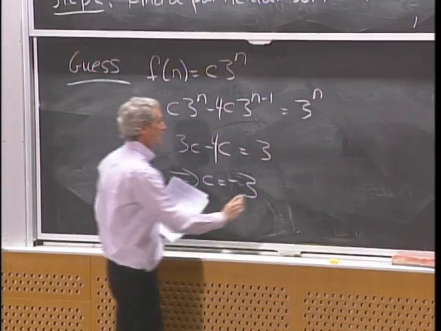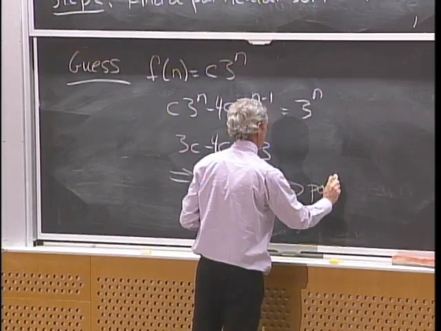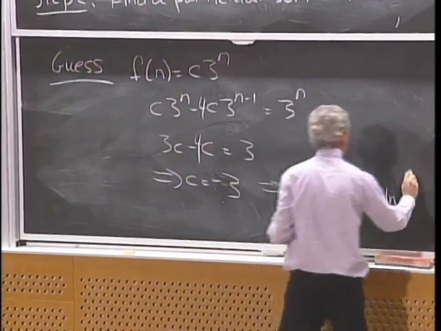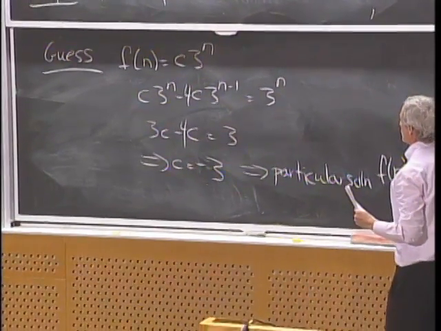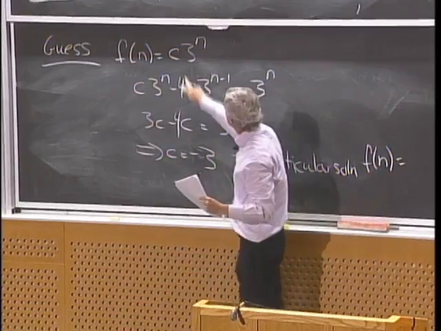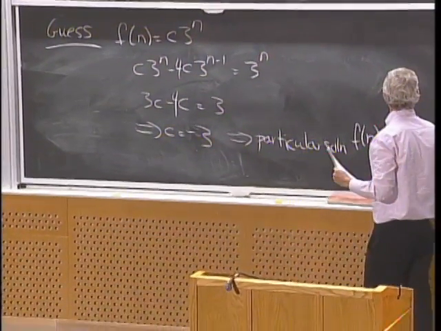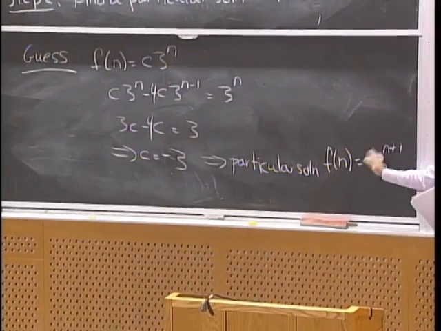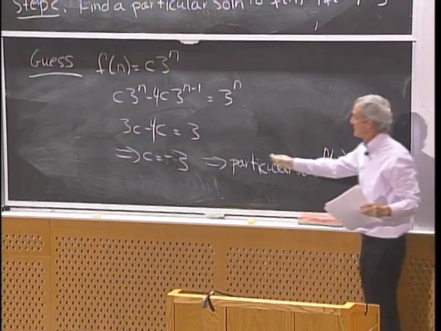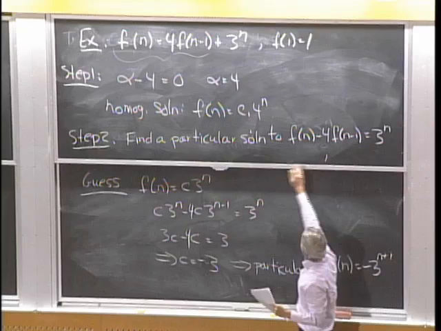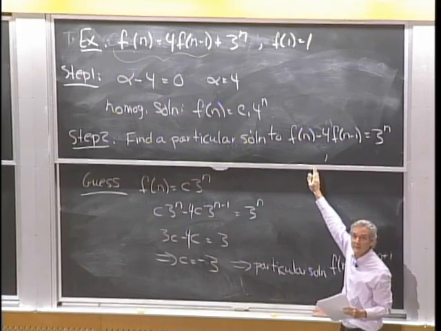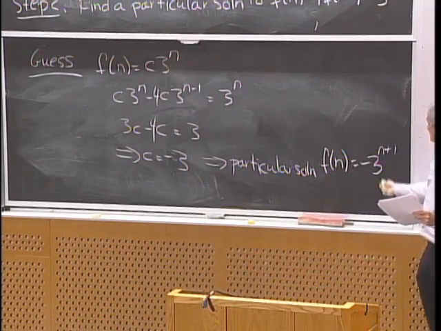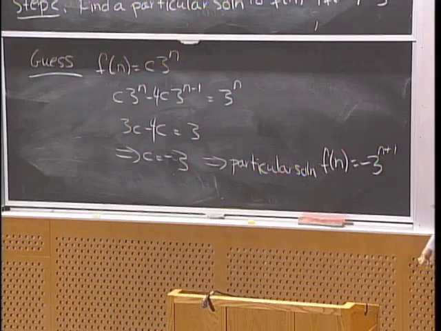All right, that means that the particular solution is just f of n equals c, which is minus 3, times 3 to the n plus 1. All right, so now I found a solution where there's no constants involved. This time, the constant went away just plugging into the recurrence formula. I didn't use base cases yet. I just found a particular case that works for the recurrence, minus 3 to the n plus 1. Okay?